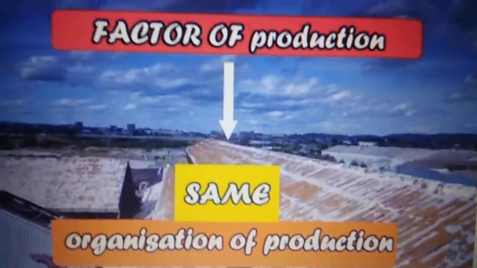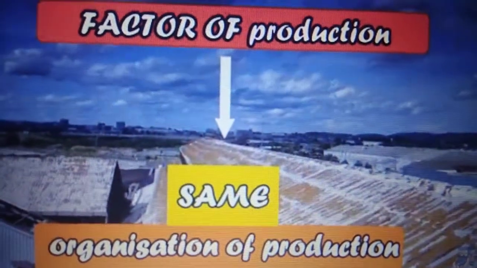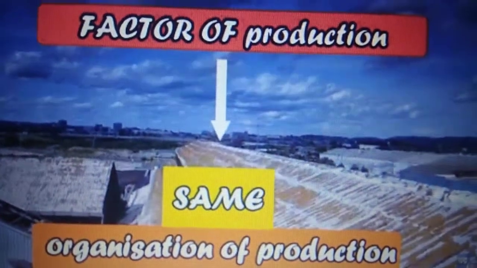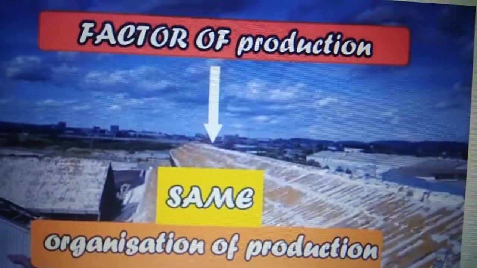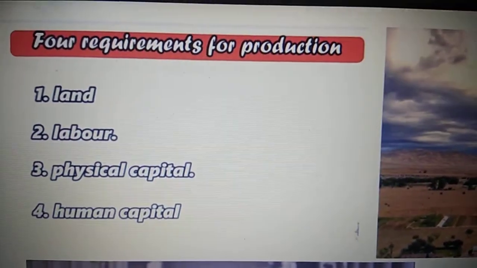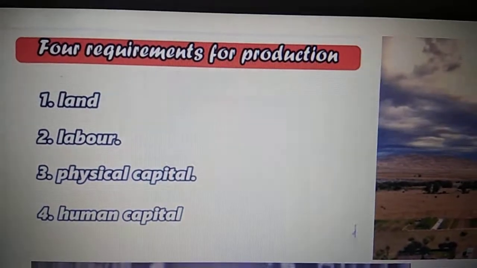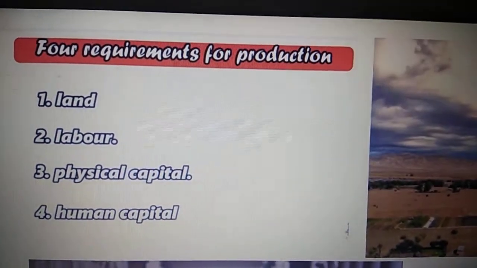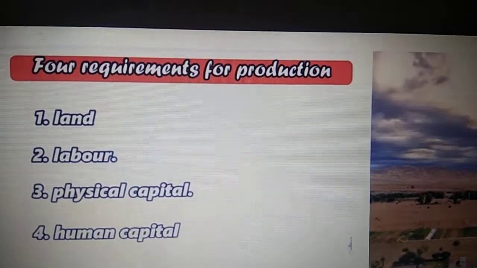Okay, so now let us look into the factors of production, but in your book it's the same as organization of production. Now let us look into the factors of production and what are the four requirements. It is land, labor, physical capital and human capital. Now let's go into first the land.